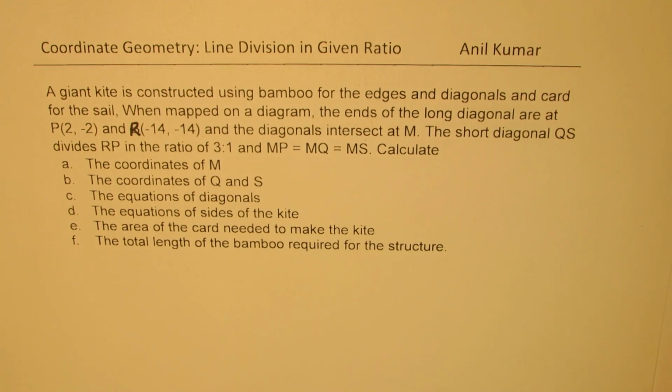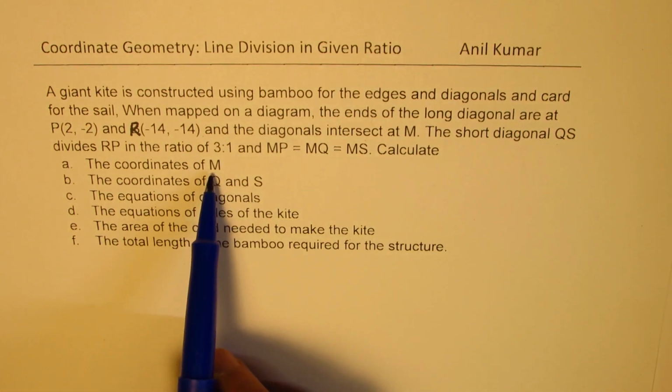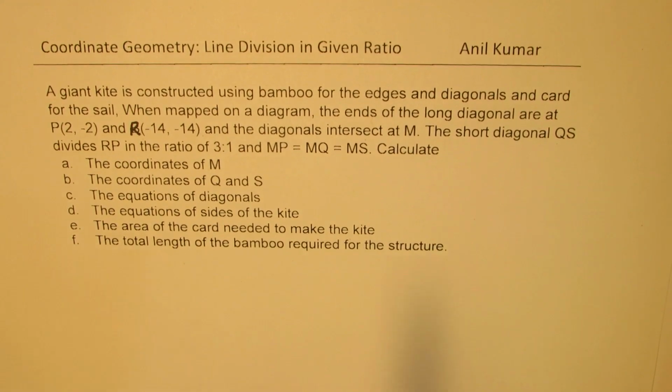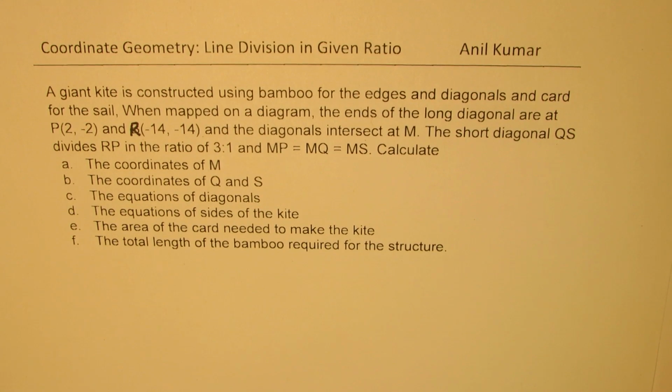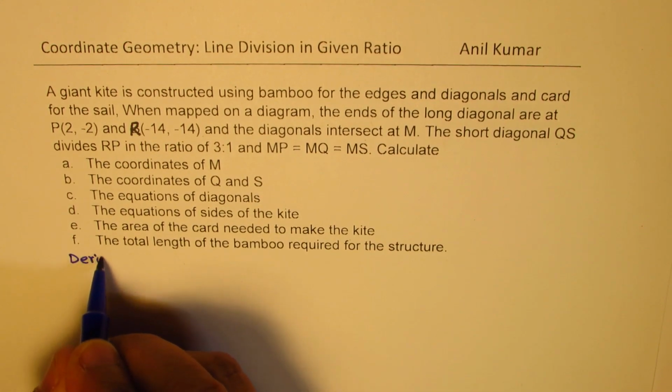We'll begin with the line division formula first, because that directly gives you the value of M. I think the major problem here is to understand how we find M, because once you get the value of M, where the two diagonals are intersecting, we can easily solve this question. So I'll actually derive the section formula here.